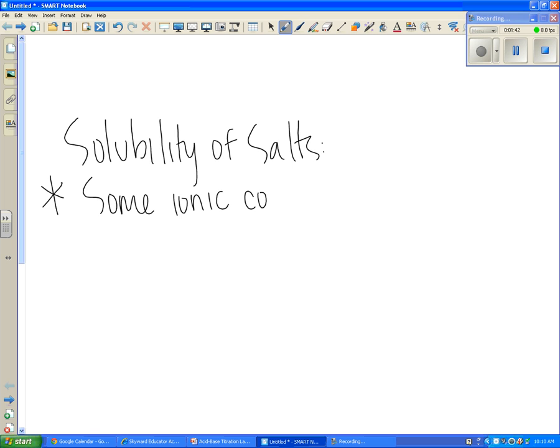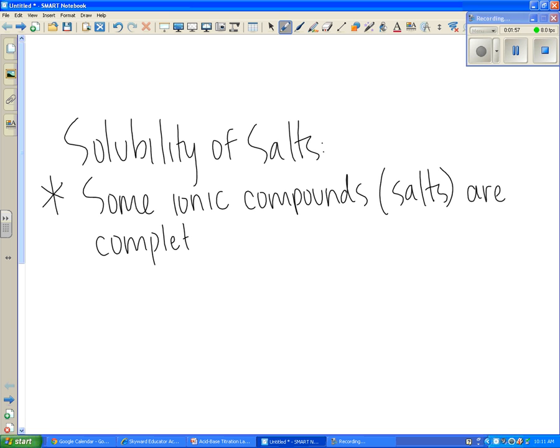Some ionic compounds, which we refer to generally as salts, are completely soluble in water. This means that when we dissolve that ionic compound in water, that ionic compound will completely dissociate into ions.